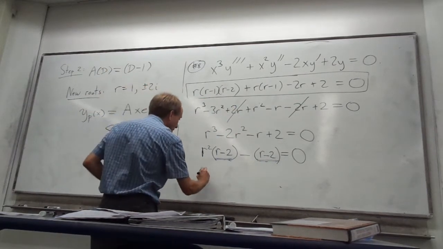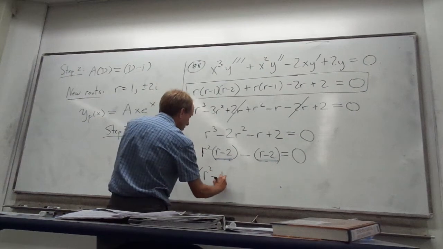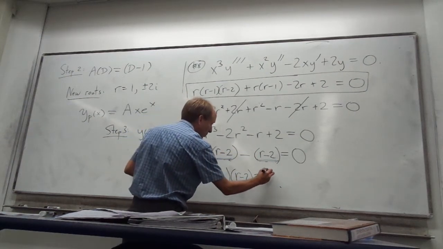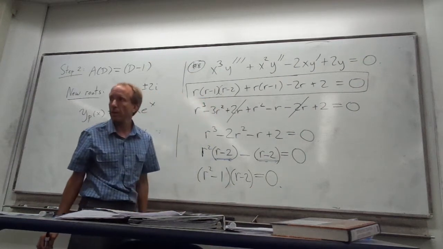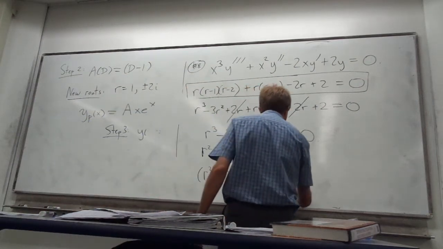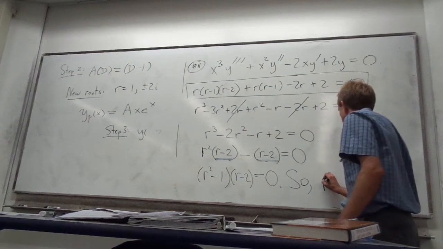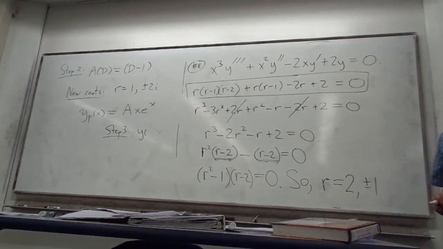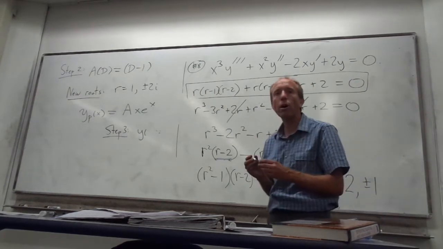So you see, you're basically grouping things together and creating another common factor. Now you have what? R squared here minus 1 in front of this term times r minus 2 equals 0. Your r values. Okay, so what are my r values? 2 and plus or minus 1. Okay, no surprise, we got 3 r values.